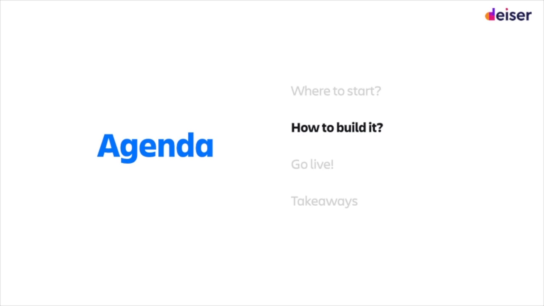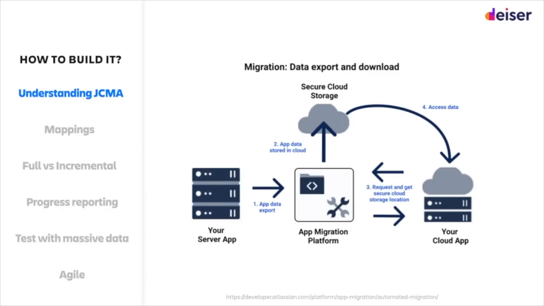Okay, thank you, Leo. So now let's talk about how to develop the integration and some insights here. First of all, it's important that we all understand how the platform works. If you want to integrate your app with the JCMA platform, you should start developing in the server version or data center version of your app. And there you have to decide the data you want to migrate. After that, the migration platform, which is in the center of the image right there, is going to get this data, put it into a file, and upload this file to the Atlassian cloud. Then the platform is going to contact the cloud version of your app, and you will have access to that file. And now it's time for the cloud version of your app to start creating the data you want to migrate.